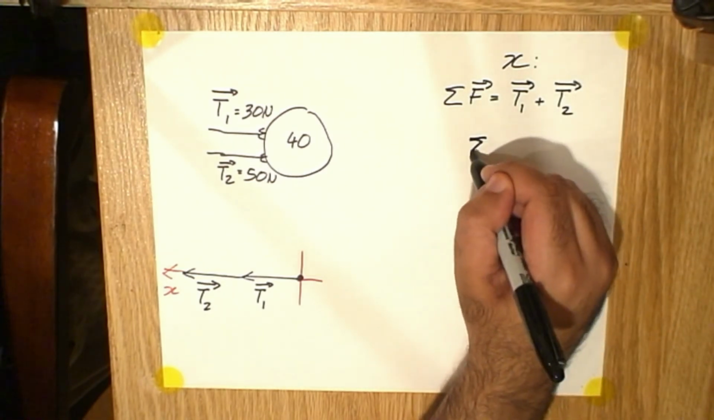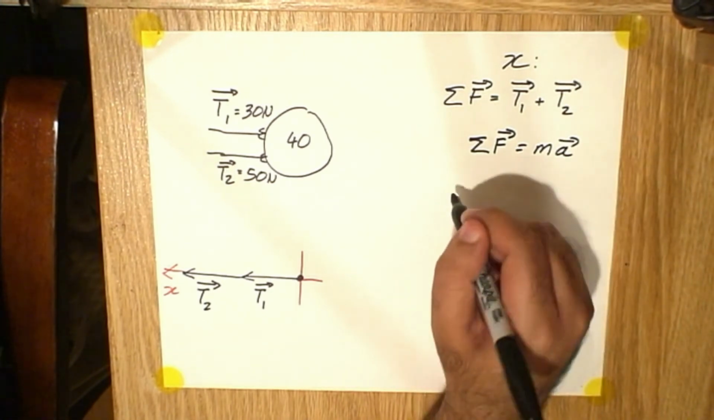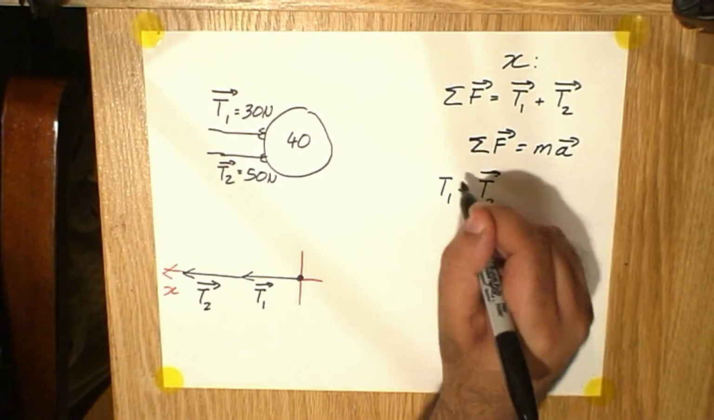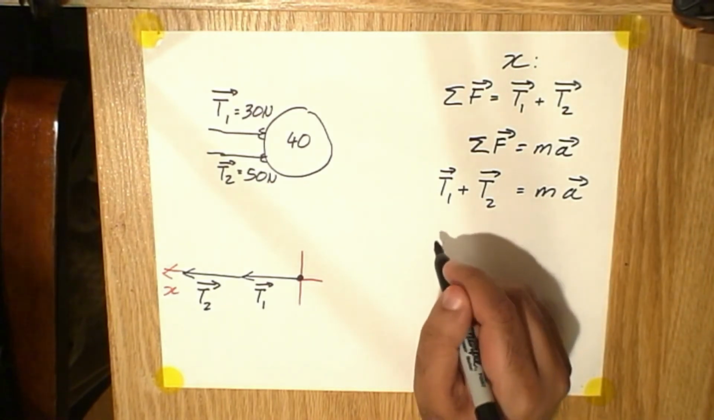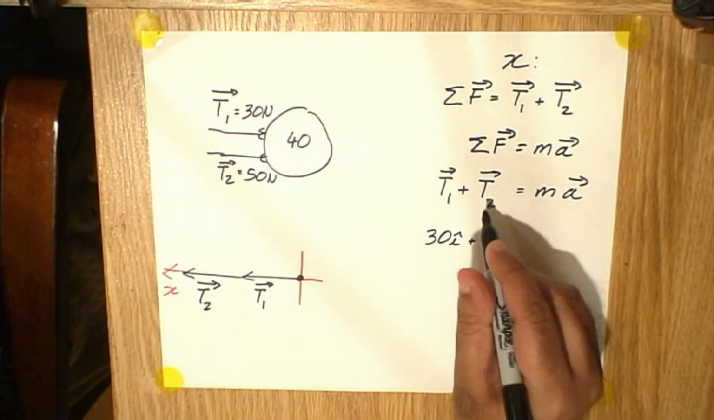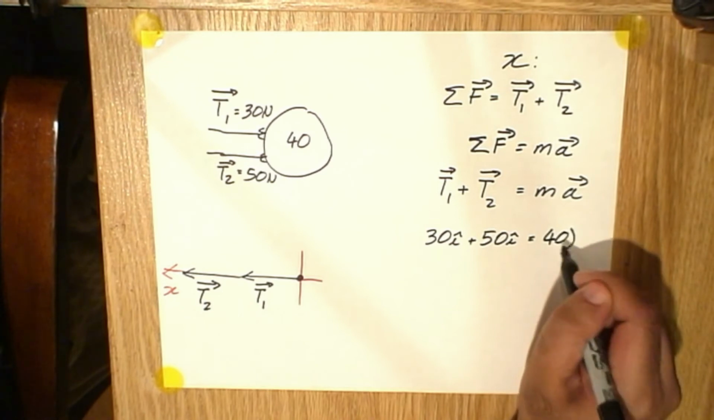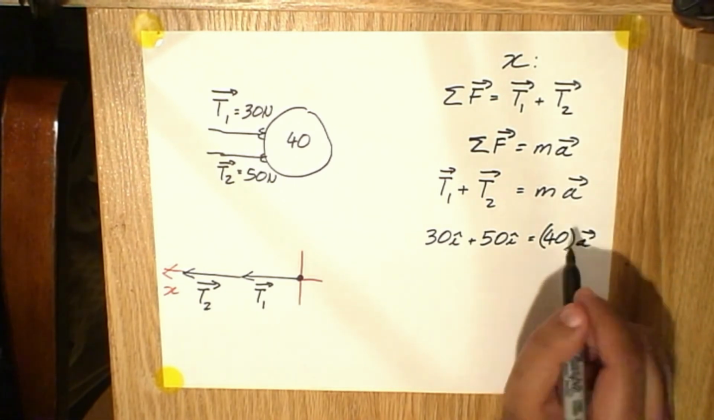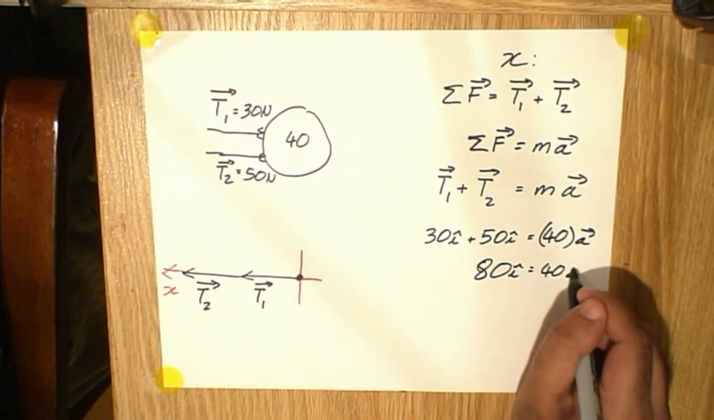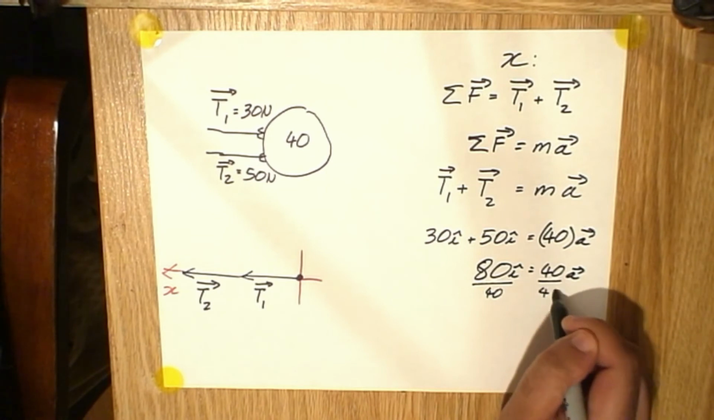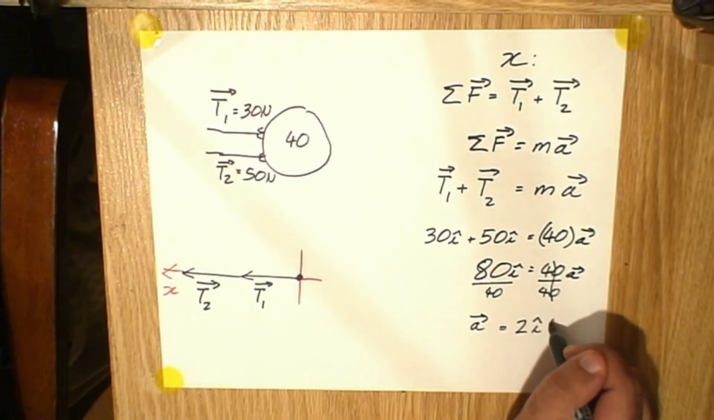But we also know that total force is equal to mass times acceleration in the x direction. So that means that T1 plus T2 has got to be equal to mass times acceleration. So T1 is 30 i hat newtons plus T2, which is 50 i hat newtons, all of which works out to the mass, 40, multiplied by the acceleration, which is the unknown. So 30 plus 50 is 80 i hat, is equal to 40 times the acceleration. Divide both sides by 40, and we get an acceleration of 80 divided by 40, which is equal to 2 i hat meters per second squared.